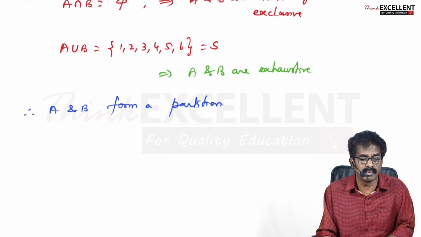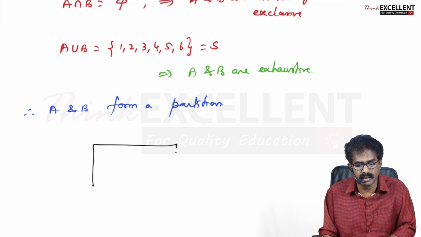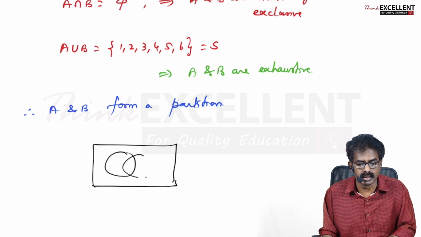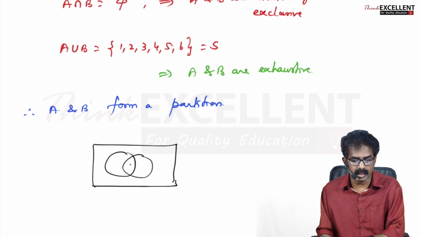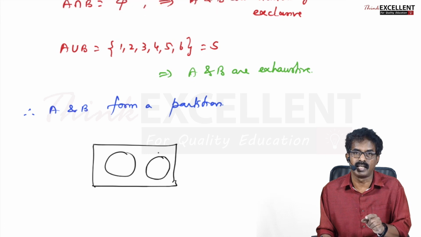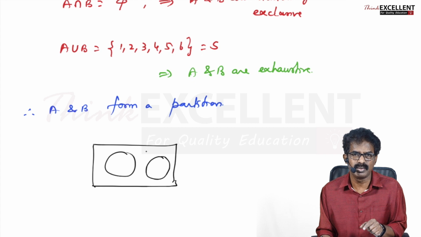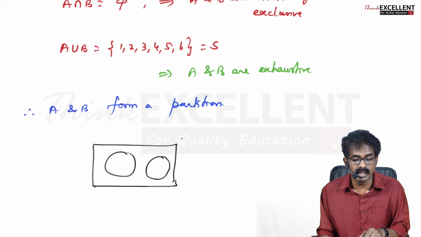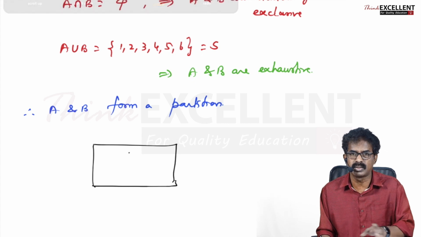Suppose you want to show a partition in a Venn diagram. Normally you draw a rectangle and take two sets inside it. In this case they are not mutually exclusive, because something is common there, so you can't draw like this. If you draw two separate circles, nothing is common, so they are mutually exclusive. But are they exhaustive? Exhaustive means when you take the union you have to get the entire sample space, but you won't get it, so you cannot draw two circles.